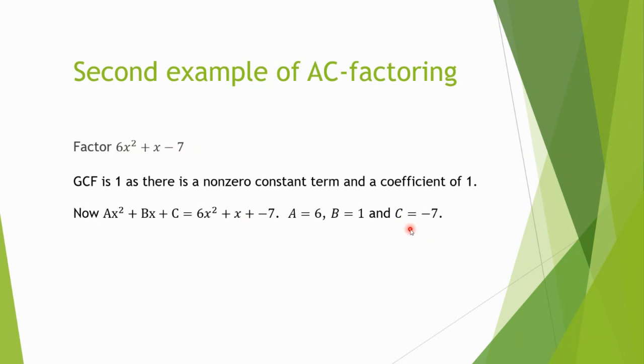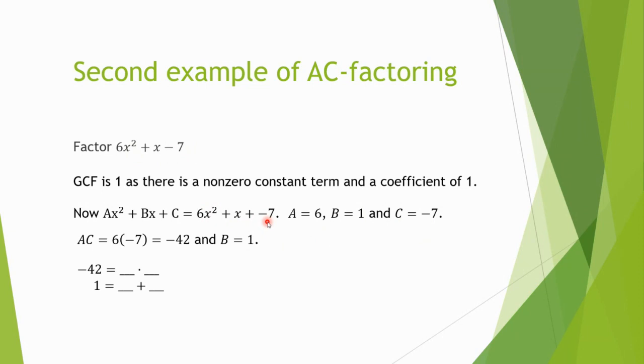So in this case, we get our A is 6. We get our B is just 1. C is -7. And remember, you get A times C, which in this case is -42, and B is still 1. So from this method, what do we want? We want 2 numbers whose product is -42 and the sum is 1. So 2 numbers whose product is -42 and the sum is 1.